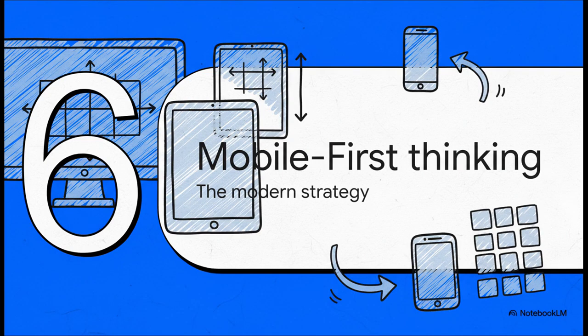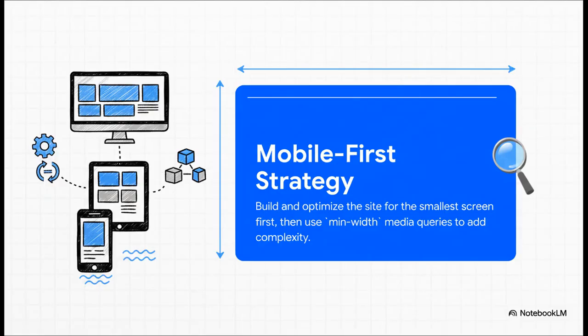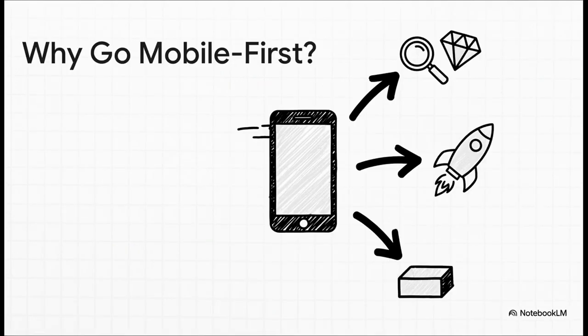All right, now we get to a really fundamental shift in strategy. Instead of designing for a big desktop screen and then trying to subtract things and squish it all down for a phone, the modern way flips that entire script. It's a philosophy called mobile first. So what does that actually mean? It means you start your design process on the smallest, most difficult screen, the mobile phone. You build a solid, functional core experience there first. Then, using media queries that look for a minimum width, you progressively add more features and complexity as more screen space becomes available. And why would you do this?